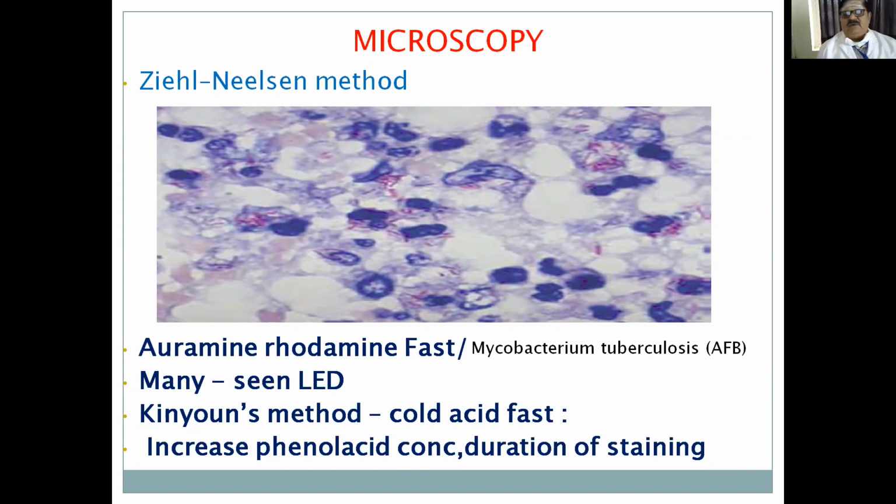Kinyoun's method is cold acid-fast staining. Why is it called cold acid-fast? Because there is no heating step there. Instead, you increase the concentration and the time of exposure of the dye, that is, an increase in phenol concentration and the duration of staining. That's why it is called Kinyoun's modification.